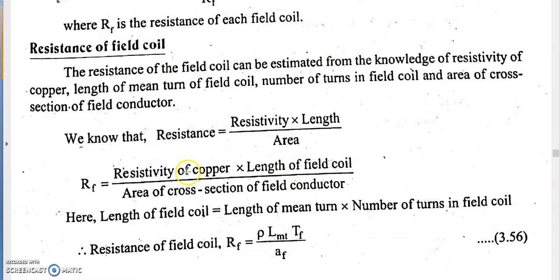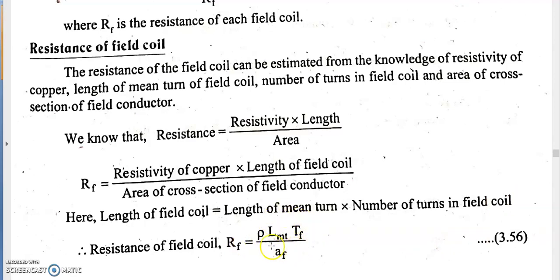Resistance of the field coil, we know by knowing the resistivity we can calculate, is rho L by A. Rho is the resistivity, and L is the length of the total field coil. The length of the field coil is the length of mean turn. Mean turn length will be considered for the total number of turns in the field coil. The total number of turns in the field coil is TF. So LMT into TF gives the length of the field coil.